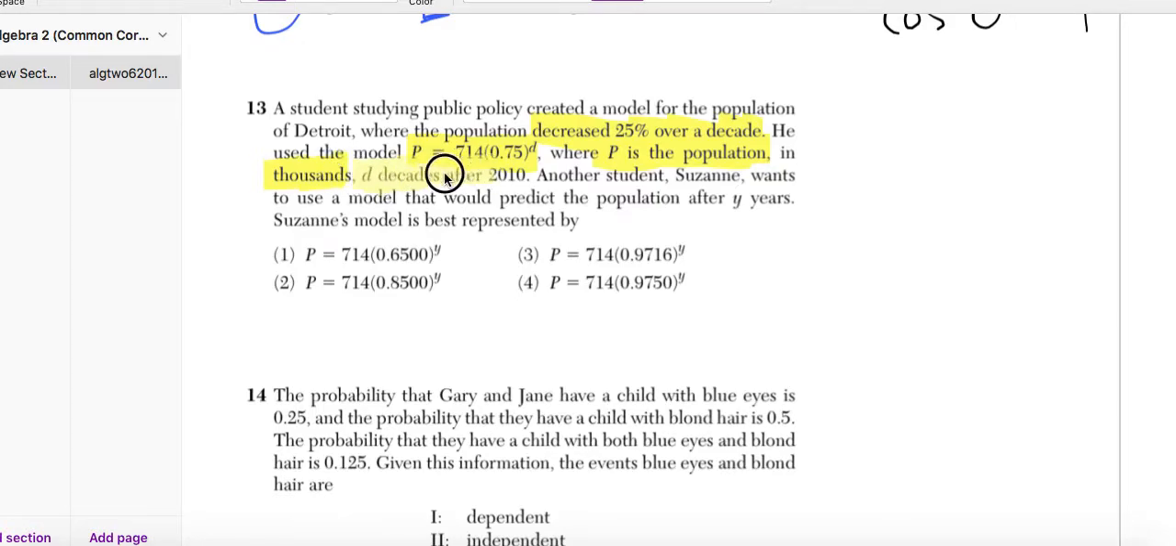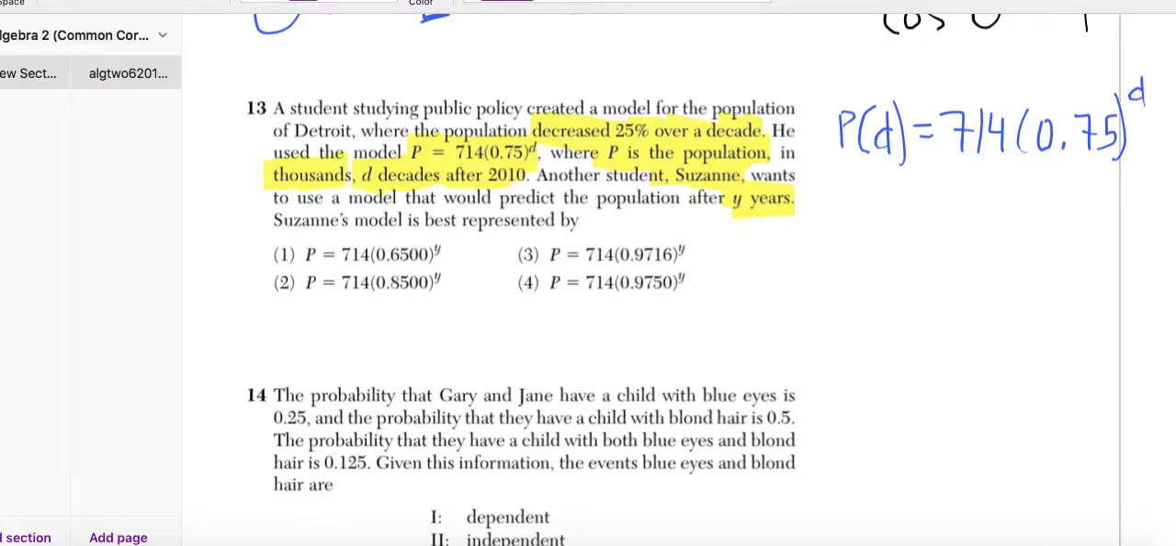D decades after 2010. Another student, Suzanne, wants to use a model that would predict the population after Y years. What model could Susan use? So here's what we're going to have. We know that P, and I'll use function notation, of D is equal to 714 times 0.75 to the D, right? What I want is, a decade is 10 years, right?